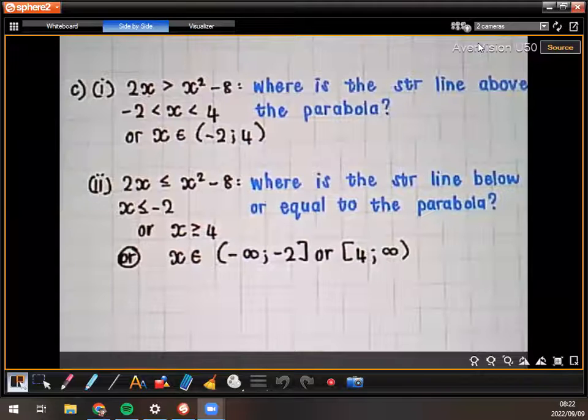Okay, I did hand out this application of graphs worksheet yesterday. All right, I want you guys to work on that worksheet now.